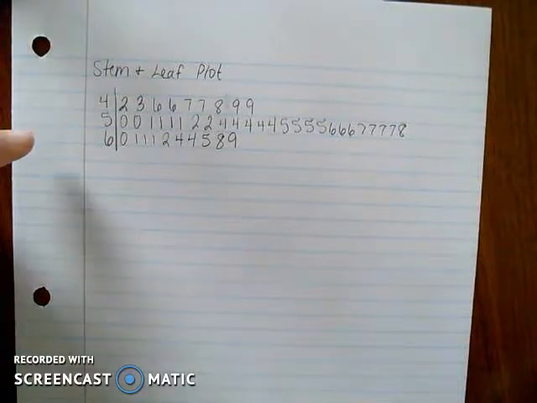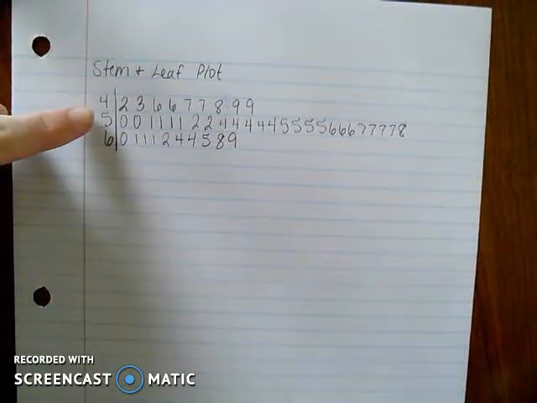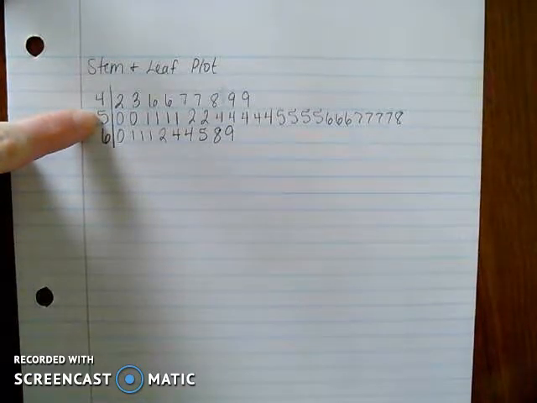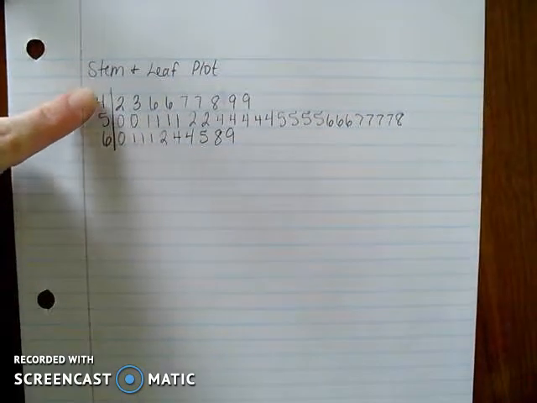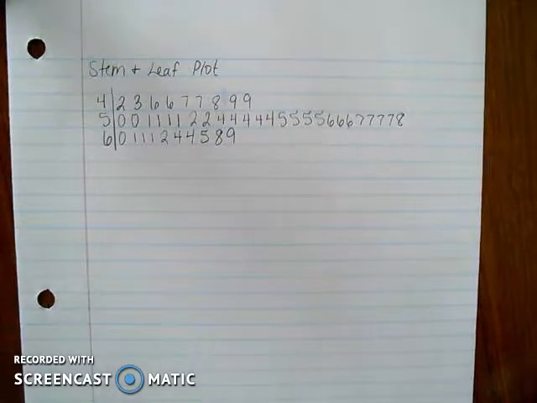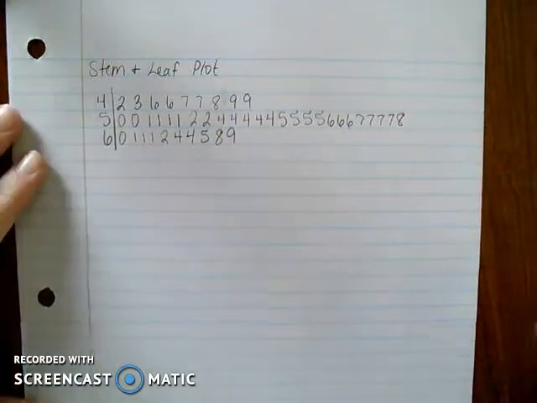So again, we can see that way more than the other ones. The guys were in their 50s when they were inaugurated rather than the 40s or the 60s. So that's the stem and leaf plot. So that's really it for section 12.2.